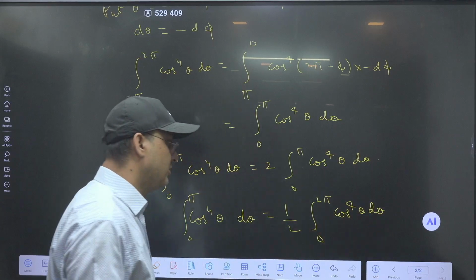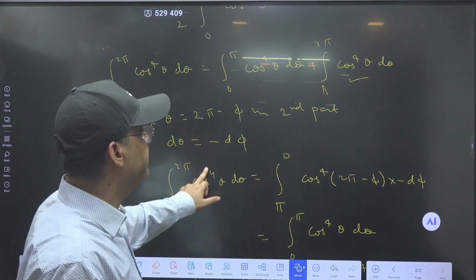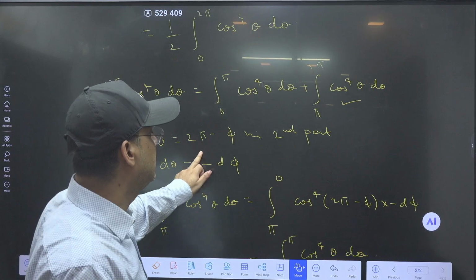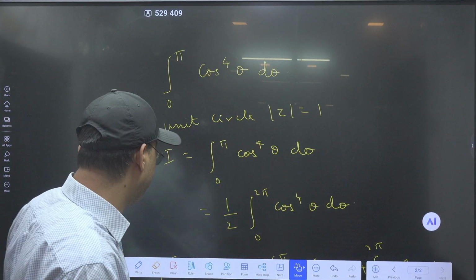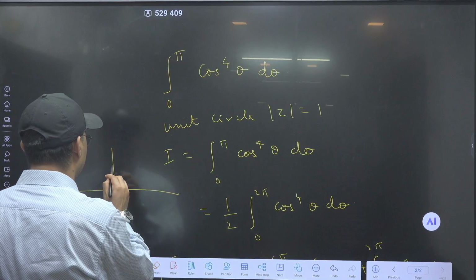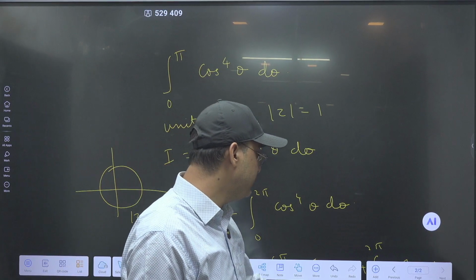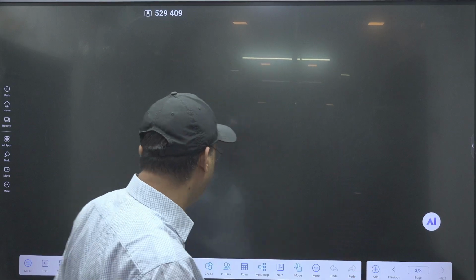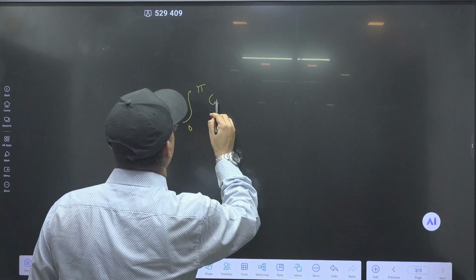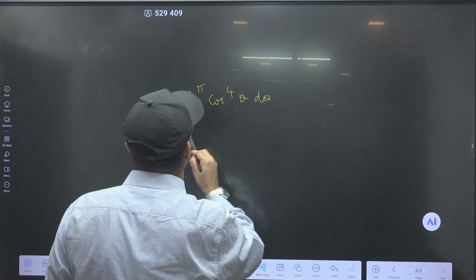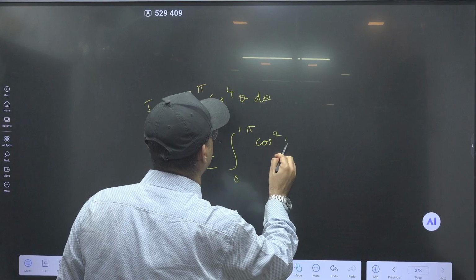Okay. So this is the first thing that you need to understand from the basics, that how I applied something which is a very crucial property of definite integral. I applied it and converted this to the unit circle, okay. This is unit circle, that is mod z equals 1, and there is a special question which UPSC asks on this part. So I can write very well that my integral 0 to pi cos 4 theta d theta is nothing but half of 0 to 2 pi cos to the power 4 theta d theta.